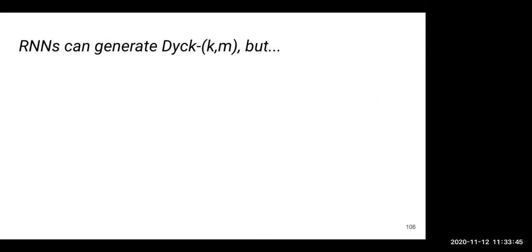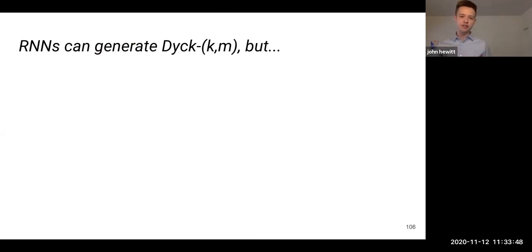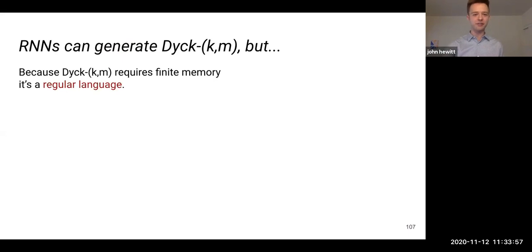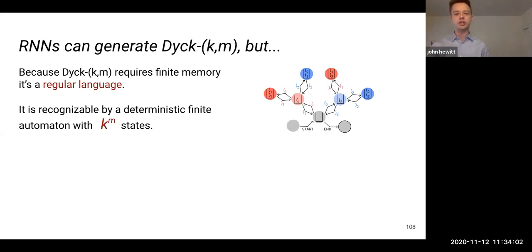Cool. So yeah, the question becomes, can RNNs generate Dyck-k,m, not can they recognize it? And the answer is just immediately yes. They definitely can, and it's not even our work that shows it effectively. So Dyck-k,m, because it requires finite memory, it's a regular language. A regular language is any language that requires finite memory to recognize, and thus we can show to generate. If you're not familiar with these terms, don't worry about it too much, but regular languages have a machine, a finite automaton that has a certain number of states. And you transition between the states, right? And it's finite in size.